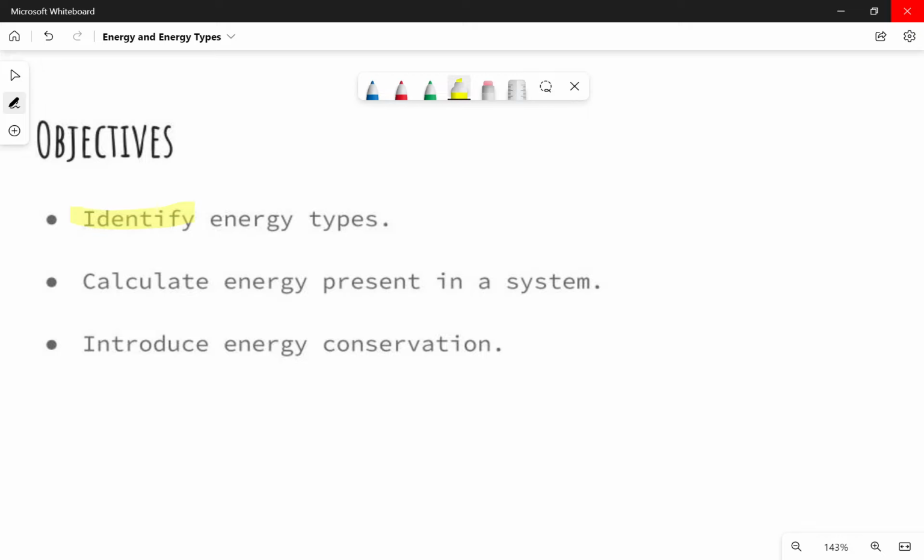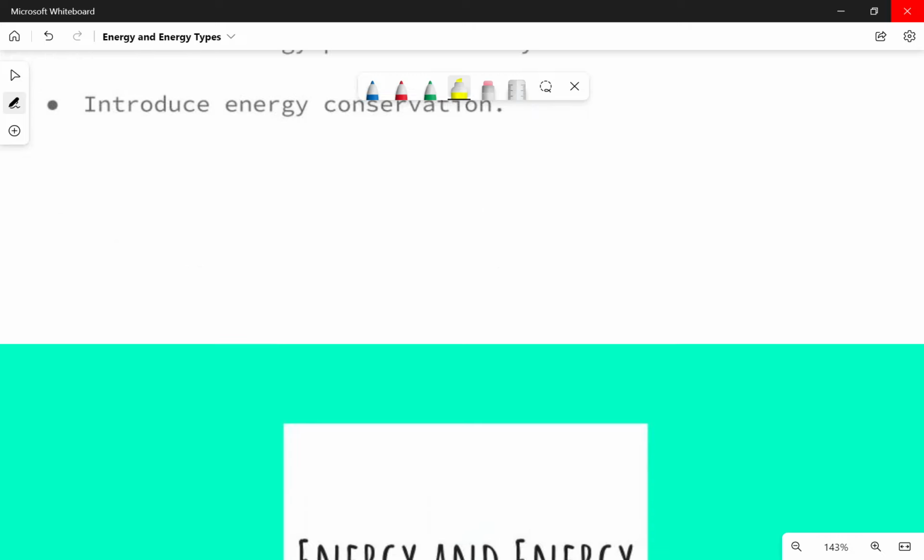The second thing is to calculate the energy that's present. Once you've identified what's there, I want you to be able to put numbers to it and solve what's going on. And the last thing is we're going to start to introduce energy conservation. We won't focus on that, but it'll be something in the background. You should be familiar with that from other classes, but we'll touch on it.